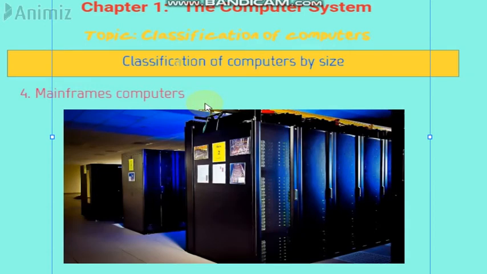So these are the computers that you don't see very regularly, because they process a large amount of data. They need a large amount of storage. So they are of huge sizes, as you can see in the picture, and normal people don't use them. They're used by organizations where a lot of data has to be stored. So these are mainframe computers which are used by companies.